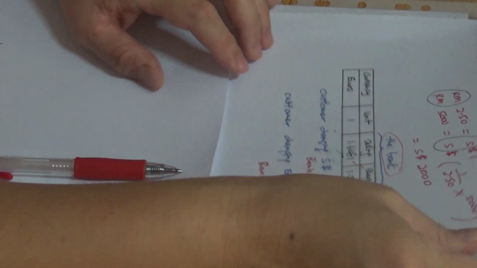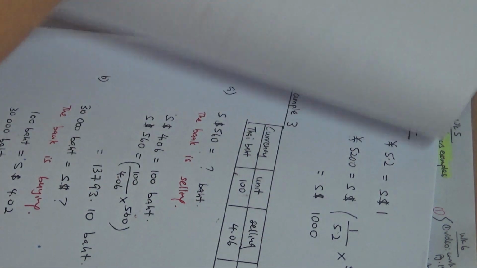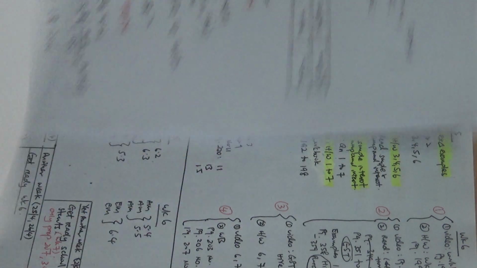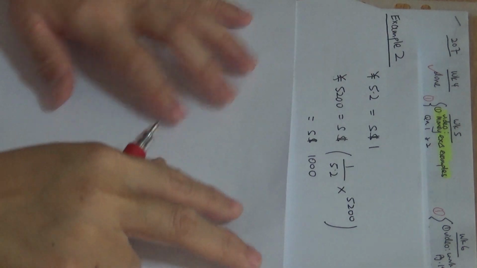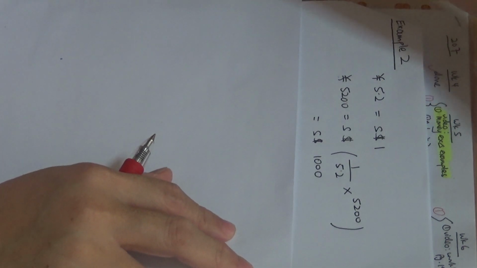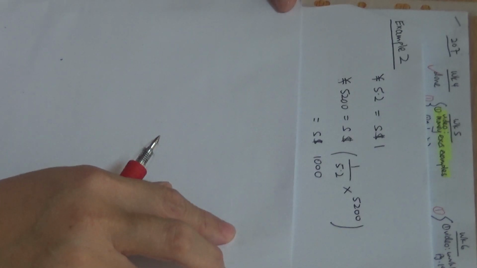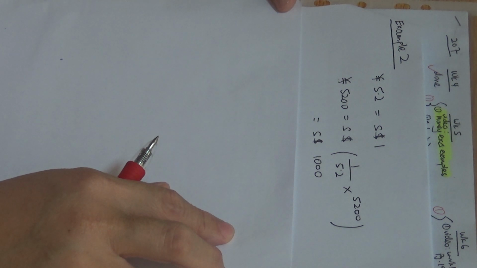Next, let us look at example 2. Example 2 says the exchange rate of the Chinese yuan relative to the Singapore dollar is 5.2 yuan to Singapore dollar 1. Qiu Kian's tour to China will cost him 5,200 yuan. How much does he need to pay in Singapore dollars?